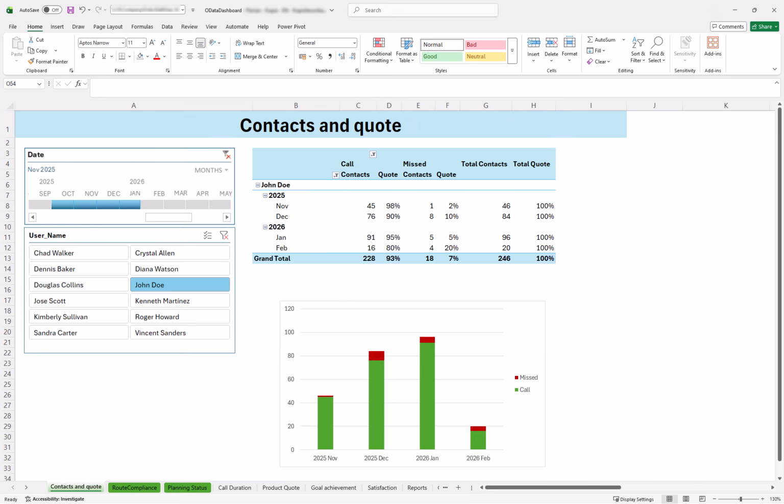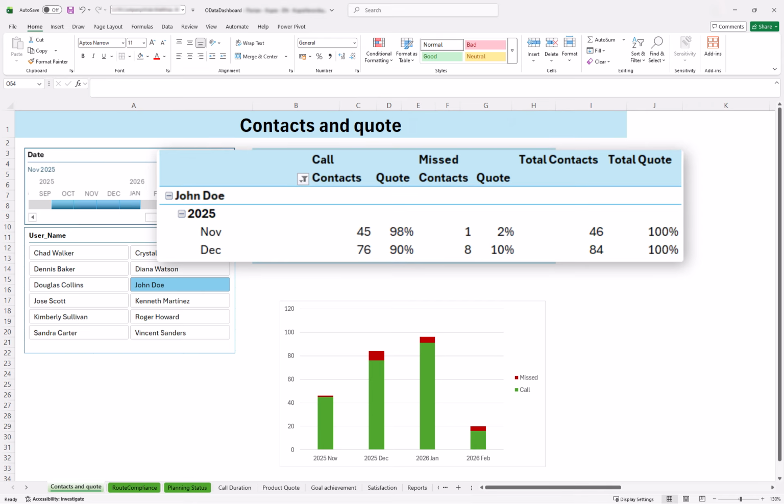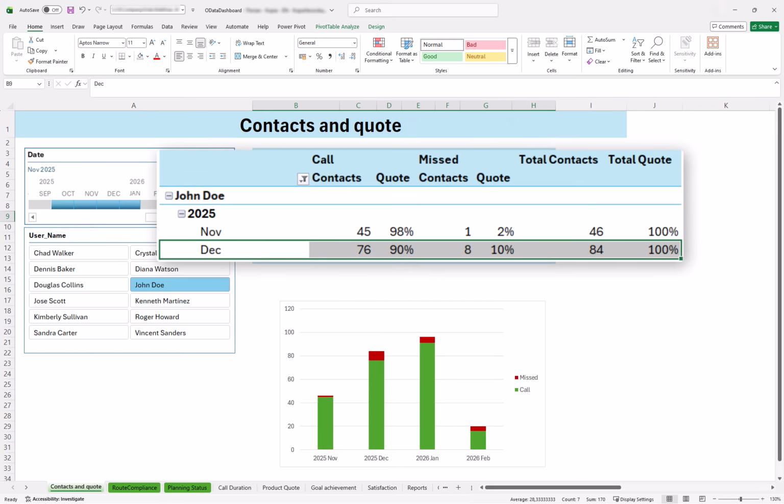Let's take a look at 3 specific examples. First, we analyze the number of contacts and the achieved visit rate. In December 2025, John had 84 customer contacts. 76 of those, or 90%, were successful visits. In 8 cases, or 10%, he was unable to meet the customer and therefore could not complete the visit.